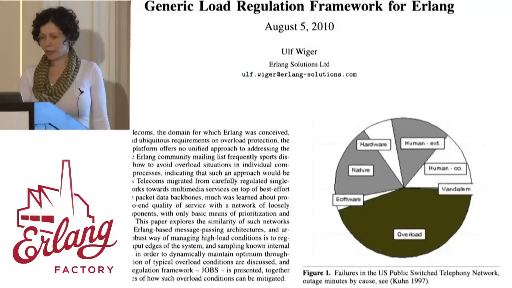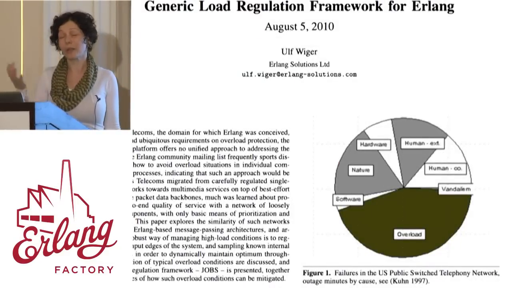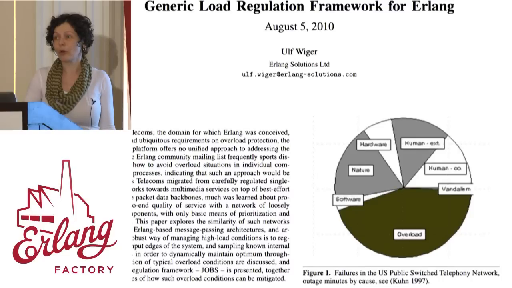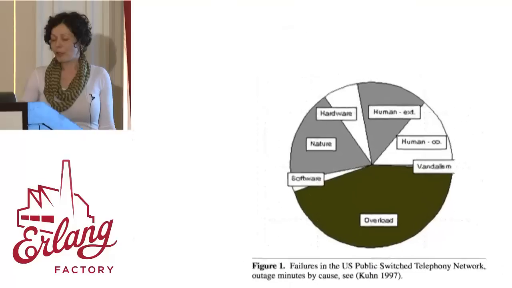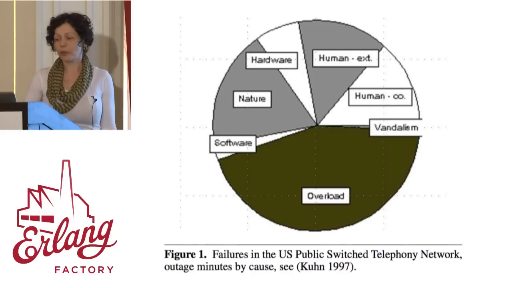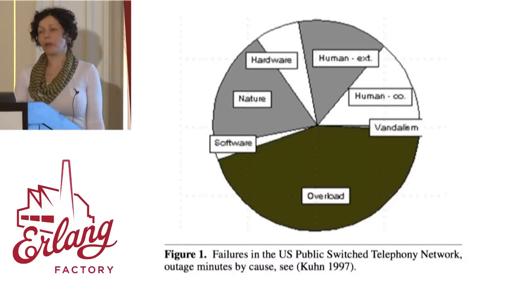So I would like you to take a quick look at this article that is the inspiration behind the jobs framework that Ulf wrote in August of 2010. It's actually a very interesting article. If you want to know everything about overload, you might want to read it. And we'll take a look at this diagram, which shows the failures in the US public switch telephony network outage minutes by cause. And as we see, the largest reason for failures is overload. And I hope this diagram is convincing enough for you to consider preventing overload in your system before it goes into production.